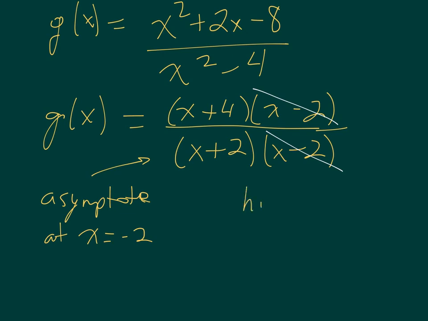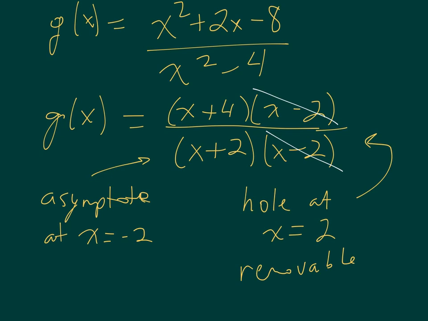And then there's going to be a hole when x equals positive 2, because that's able to cancel out there. And so a hole, we call that one removable. That's a removable discontinuity. And the asymptote is going to be non-removable.